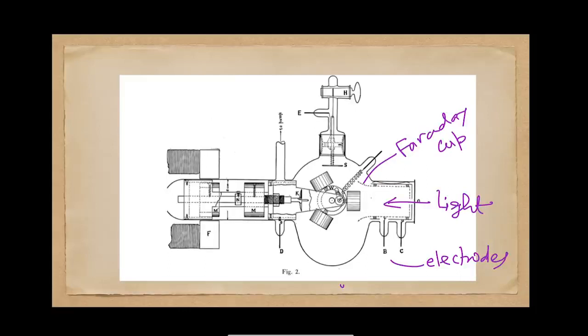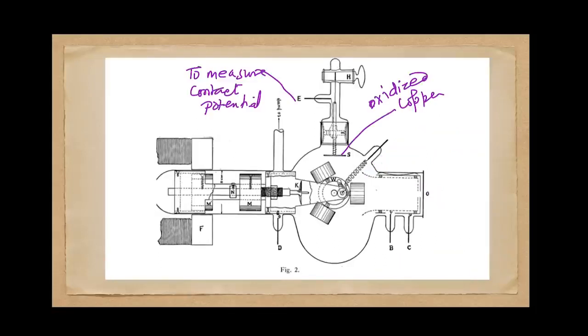Now how many electrons are being collected by this Faraday cup, that is measured, and through the current which goes through that emitter circuit, that is how the photocurrent is measured. Now in this next slide you see I have written to measure contact potential on one side, other side it is oxidized copper, and that indicator is on a line where in small letters S is written. So this is a plate, oxidized copper plate, and I'll tell on the board what it is all about.